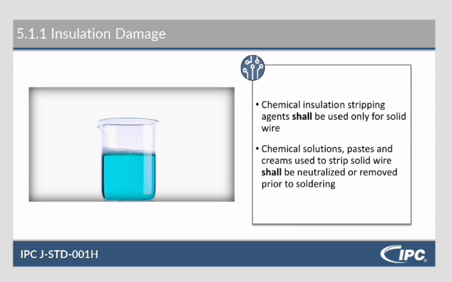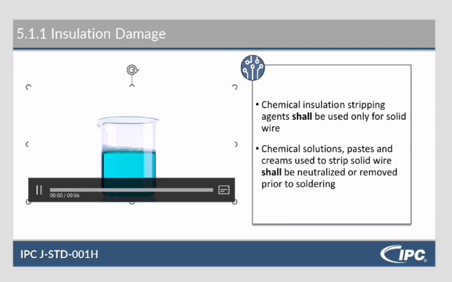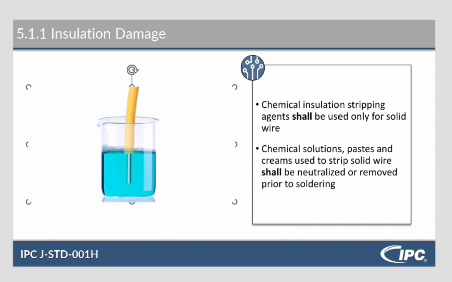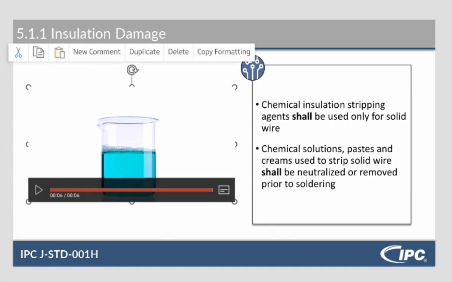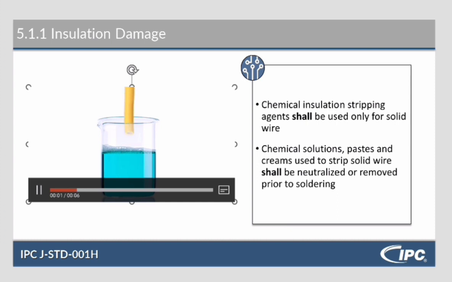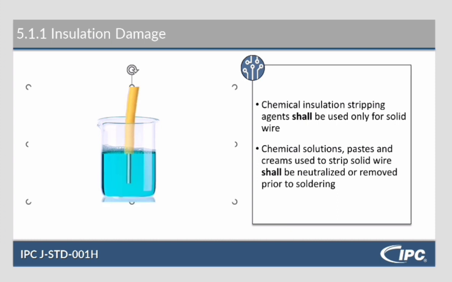Chemical insulation stripping agents shall be used only for solid wire. You'll see in this little cartoon how the chemical agent would work, but you'll notice that it's only for solid wire. It cannot be used on stranded wire. That chemical agent would get sucked up into those strands, go under the insulation, and corrode the wire from the inside. Chemical solutions, paste, or creams used to strip solid wire shall be neutralized or removed prior to soldering.